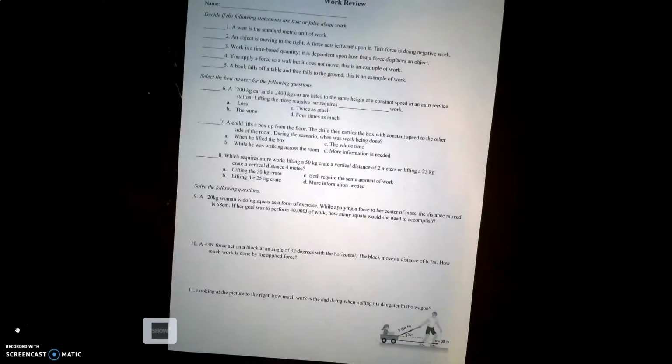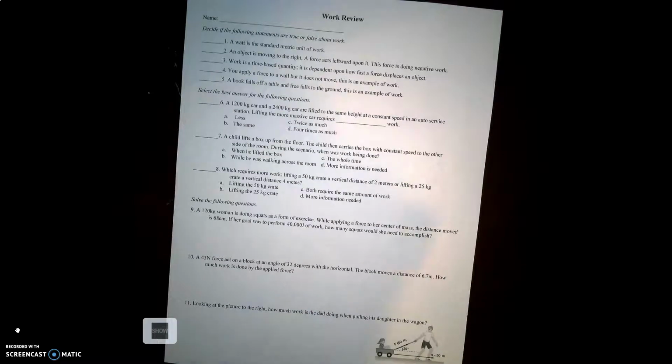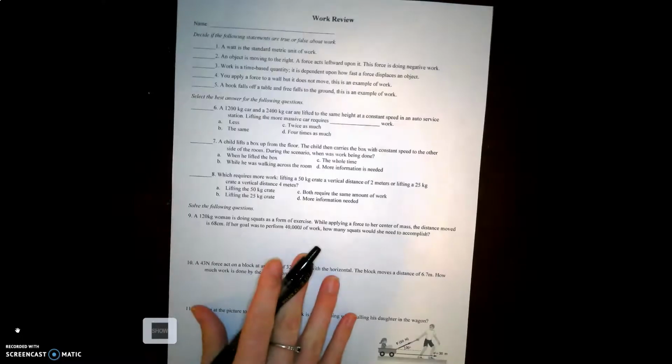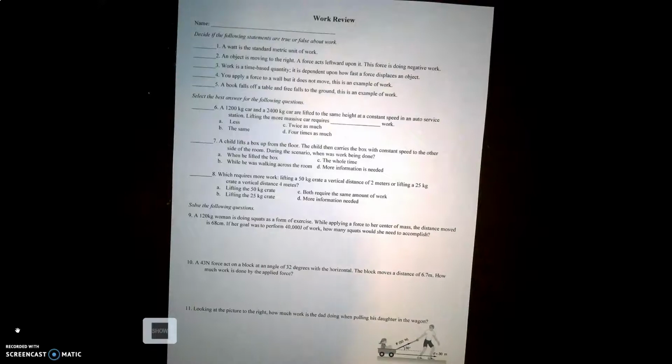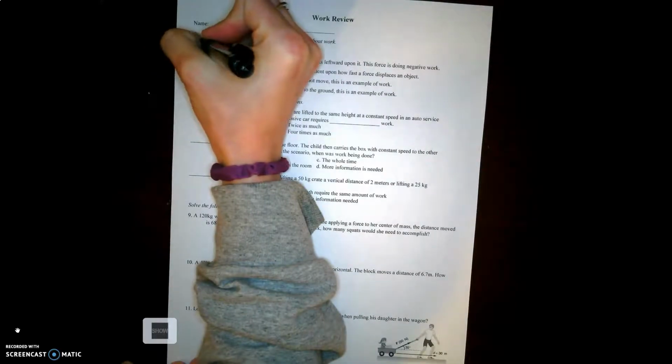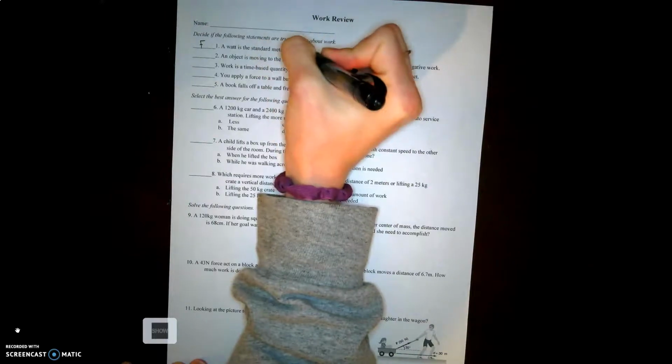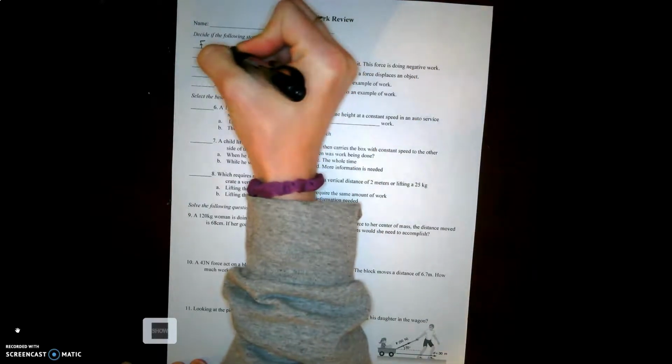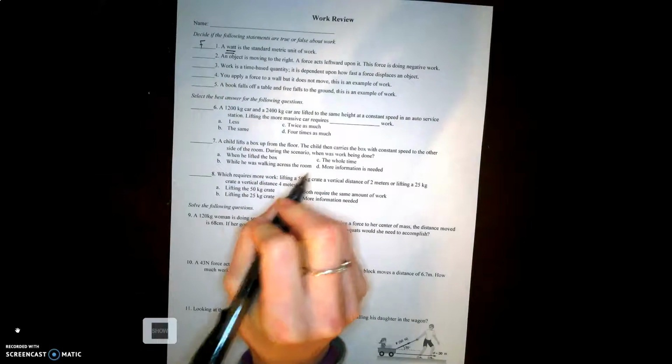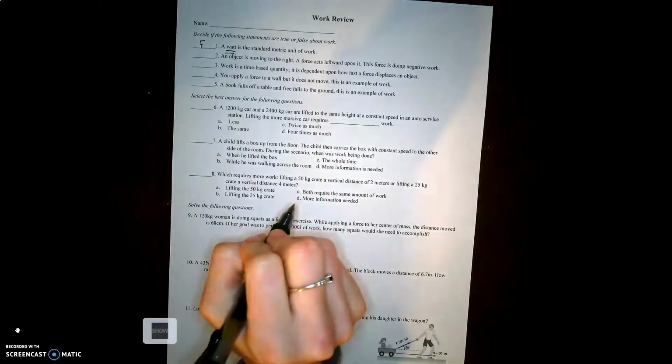Hey class, so before we start talking about power, I'm gonna do a quick review over work. The first part is true false. Number one says a watt is a standard metric unit of work. That is actually going to be false. Why? Because a watt is not the unit for work, it is the unit for power. The unit for work is joules.